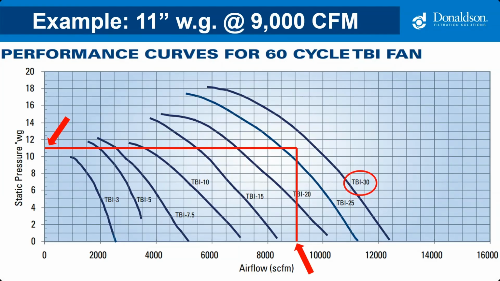One important note is when the filters are new, the process owner should damper back the fan unless they've got a VFD, or variable frequency drive, to adjust the speed automatically. I wouldn't size down to a TBI 25 since it might not provide enough airflow as the filters get dirty.